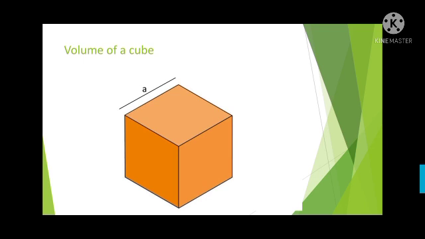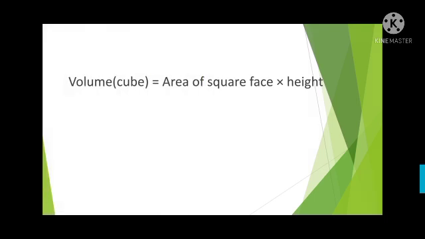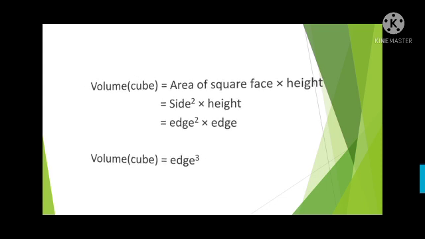Here also if we consider cube, then height is changed. So we will multiply the height to the area. So volume of a cube becomes area of a square face, which is H square, and into height. Height is also another H. So we will consider it H square into H, which becomes H cube.